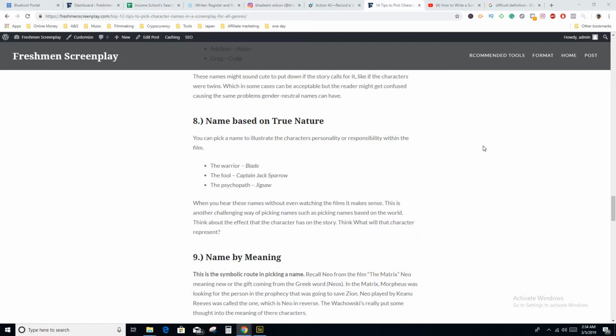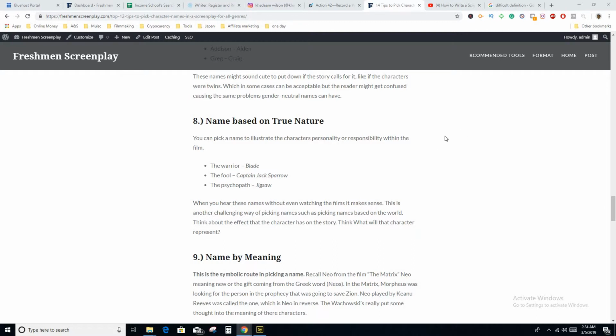The psychopath or the psycho, Jigsaw. Like if you meet someone named Jigsaw, it sounds like someone that's going to cut you up, right? That's what it sounds like. Now here he was actually someone who'd never cut anybody up. He made them cut themselves up. But you get what I'm saying with that. Their true nature shines through the type of name that they have. It's a feeling that's given to the audience or the reader, right?